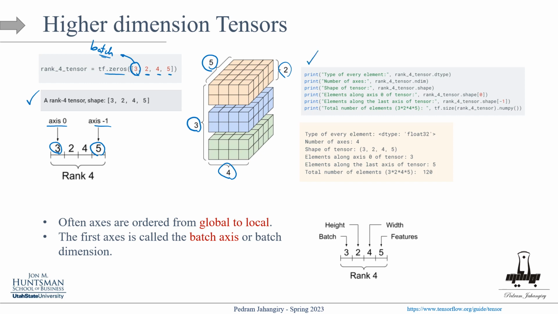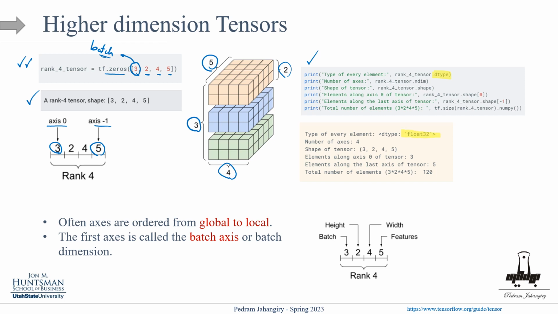So what information can we extract in Python? Here's a sample code for you. You can give it a try. For example, I created this rank 4 tensor. Let's see what I can extract. I can ask, what is the type, right? If I do .dtype, it's going to give me the type. The type is going to be float32.